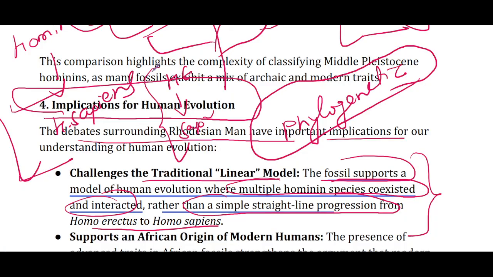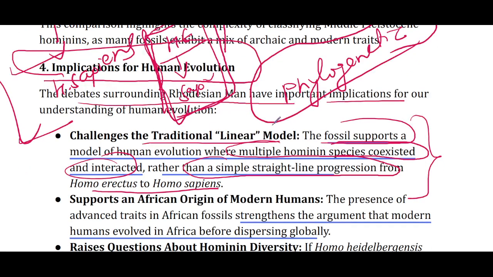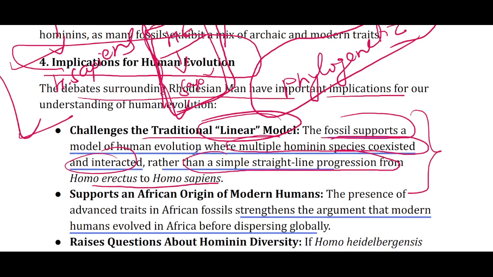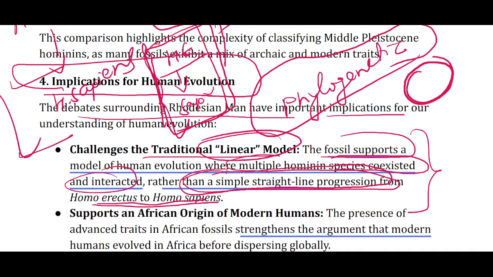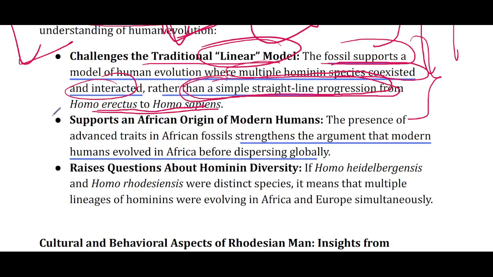Now, it has been generally considered that modern Homo sapiens directly evolved out of Homo erectus, but the presence of many hominin species, including Homo heidelbergensis and Rhodesian man, challenges this linear model. Rather than a single straight line evolution from Homo erectus to Homo sapiens, the hominin species charted a different, river-like course.